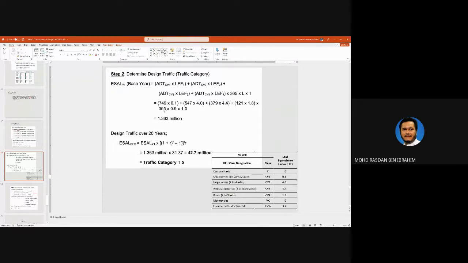Okay. Multiply with 365, lane distribution factor, and terrain factor. You get the ISAL for year 1, 1.363 million ISAL. And then you project the ISAL to 20 years, towards the end of the design period. So R is the growth and N is the number of years. You can use this formula. Okay, so you calculate, you get 42.7 million, and it can be concluded that the traffic category is T5.